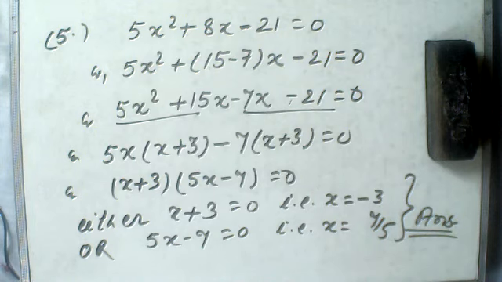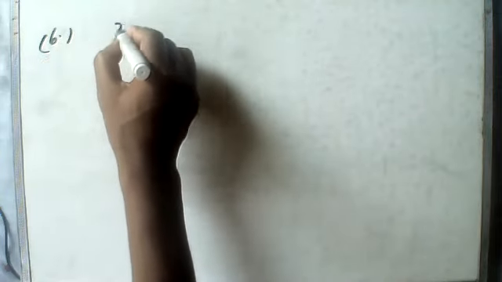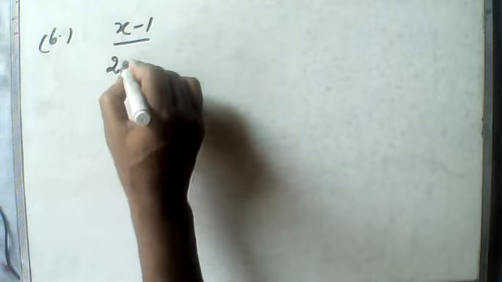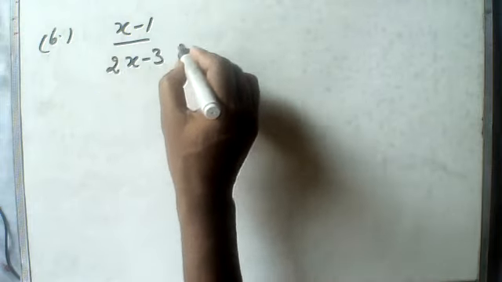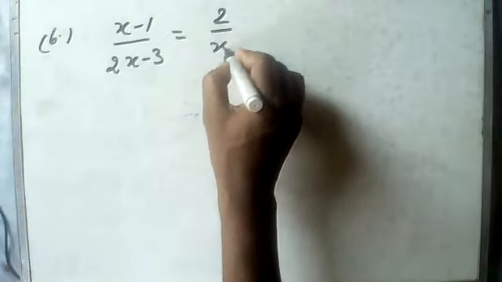Now we go for another type. If you want to write this, you pause the video and write the solutions. Next question: x minus 1 by 2x minus 3 is equal to 2 by x.